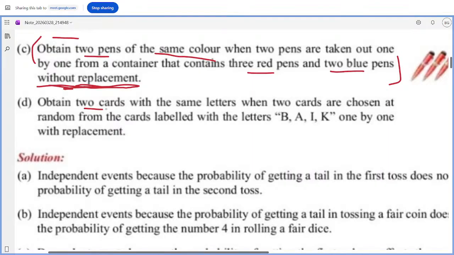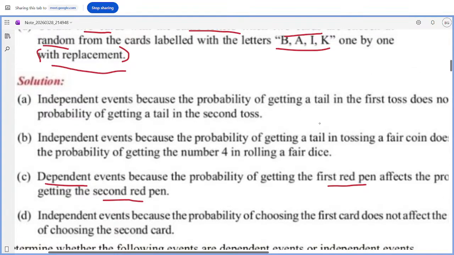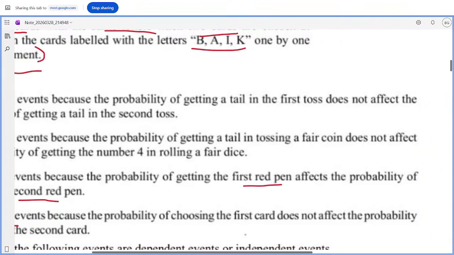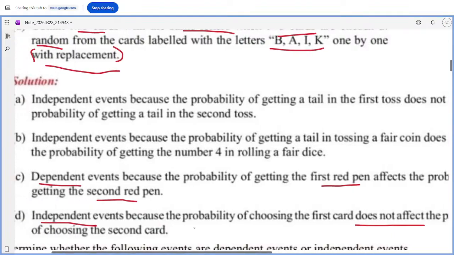So for part D, they say obtain 2 cards with the same letter when 2 cards are chosen at random. Again, they emphasize the word random, from the cards labeled, one by one. With replacement, guys. With replacement means what? Dependent or independent? You don't need to read the rest. Just look at the keyword. With replacement tells you that it is independent. Why? Because the probability does not affect each other. The probability of choosing the first card does not affect, this is always the keyword, does not affect the probability of choosing the second card.